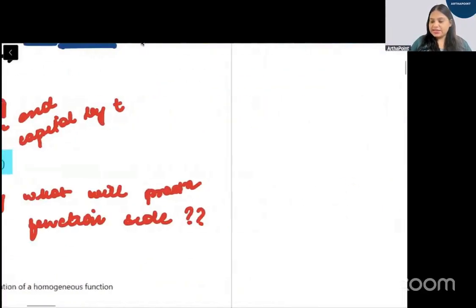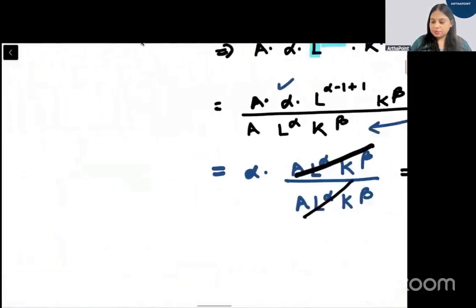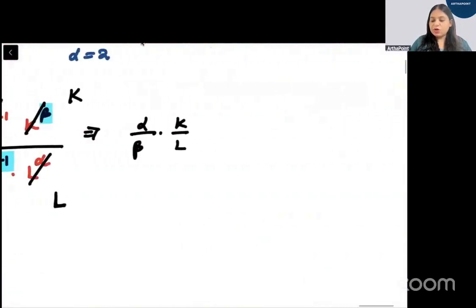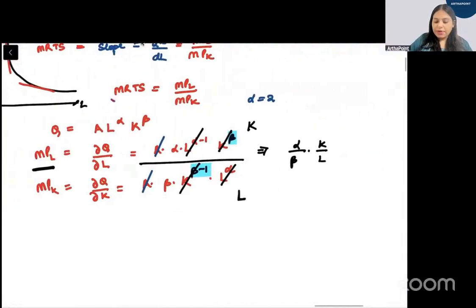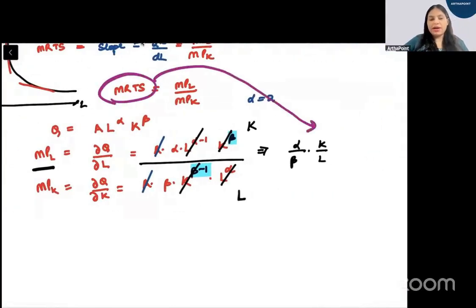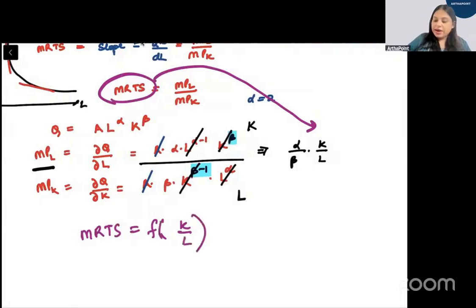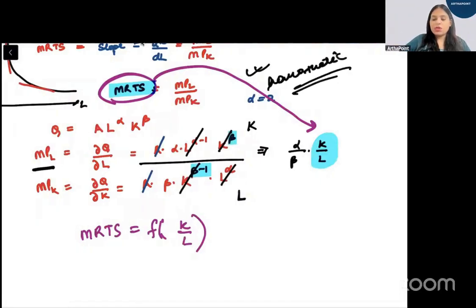Let me give you an example. Here when we found out the MRTS, जब हमने यहाँ पे MRTS निकाला, so हमारा MRTS alpha by beta K by L आया है. It means that MRTS can be written as a function of K by L. MRTS K by L input ratio पे dependent है. Then it is a homothetic production function. अब homothetic production function होता क्या है?